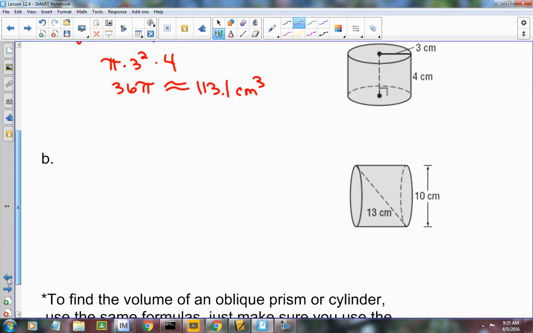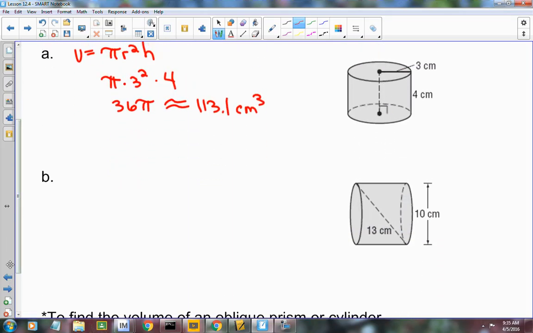Okay, here's the last one. That was just a little note. This one's a little tricky though. It gives me the diameter, but it doesn't give me the height. It gives me the segment that goes from one corner to the other. This is my height, which I don't know, and then it gives me the diameter. What's created right there? A right triangle. Okay? And so what would I do to figure out the height? The Pythagorean theorem.